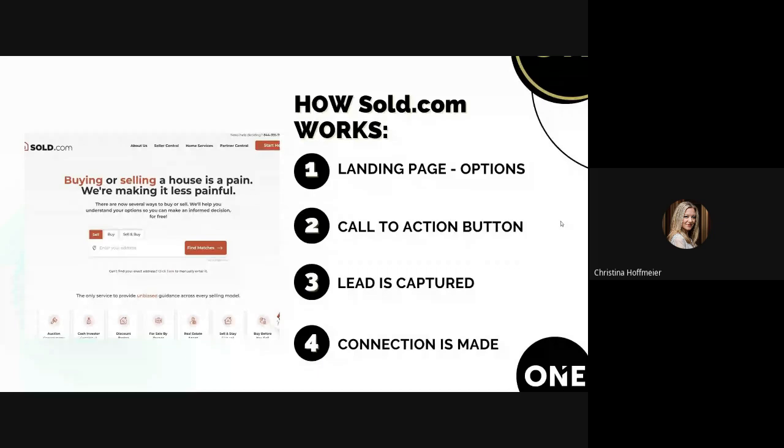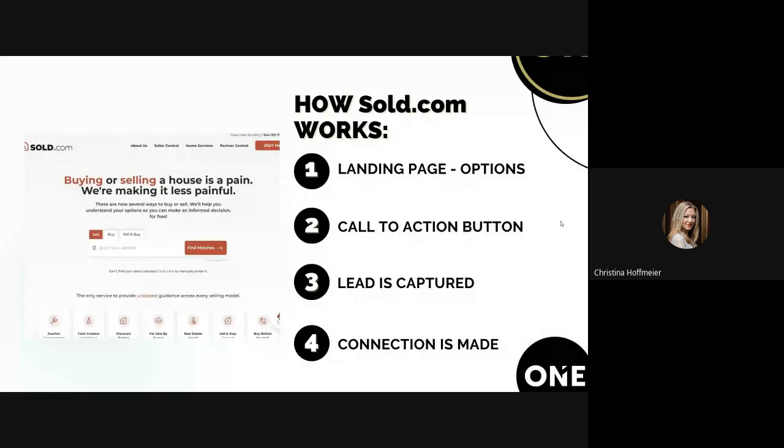So the very first thing they see: buying or selling a house is a pain. We're making it less painful. And then they can go in and add their address into the search field. If they want to sell, they can add their information in. If they want to buy, they can do that too, and then they can also click that button that says sell and buy, which tells you they need to do both. And sold.com will match them with local area agents or brokers that are willing to work with them.